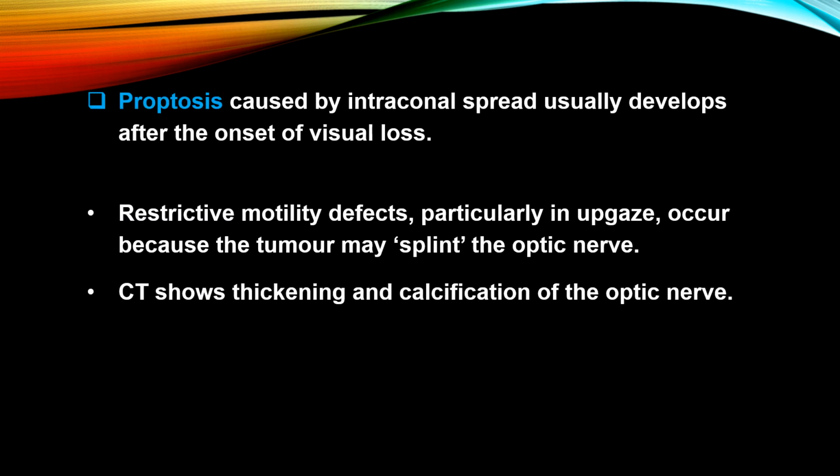Proptosis. It is caused by intracorneal spread and usually develops after the onset of visual loss. There may be restrictive motility defects, particularly in the upgaze, occurring because the tumor may splint the optic nerve. CT shows characteristic thickening and calcification of the optic nerve.